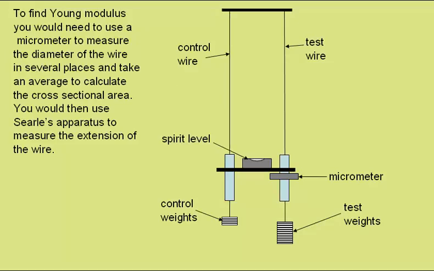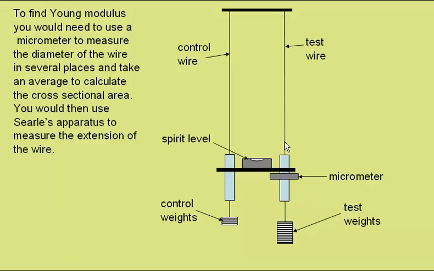To find Young modulus for a material, you would need to use a micrometer to measure the diameter of the wire in several places and take an average to calculate the cross-sectional area. You would then use something like Searle's apparatus to measure the extension of the wire. Here we have a control wire of the same diameter and material as the test wire. The control wire supports one side of a bridge on which is placed a spirit level. The control wire is kept straight by these control weights.